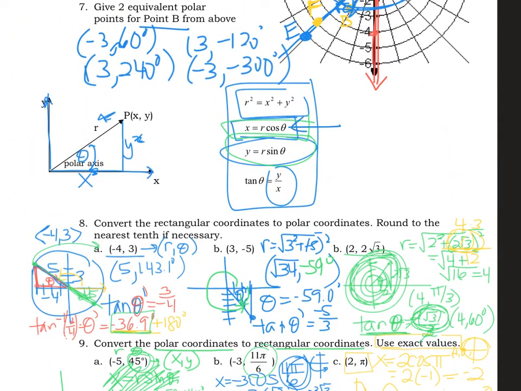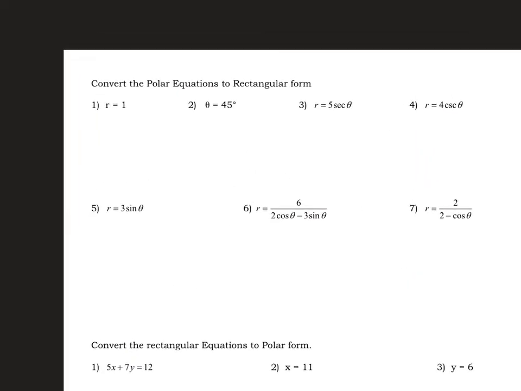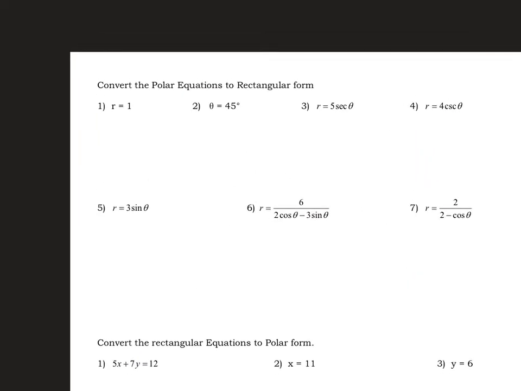Aha! R cosine theta is x. How you guys doing? Taking a break? Take a break if you need one. Come back. Now we're going to convert the polar equations to rectangular form.